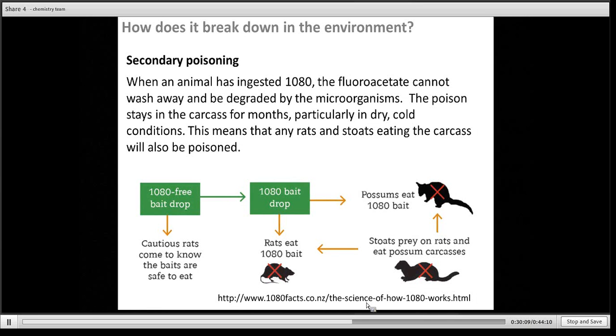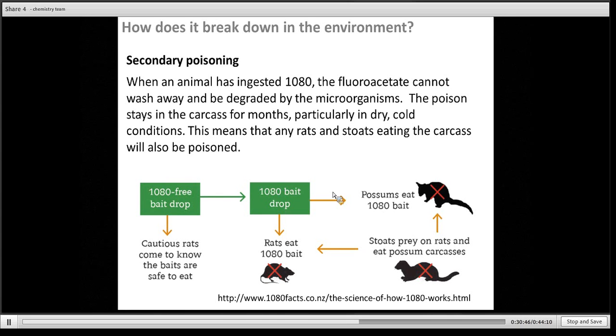The secondary poisoning, this is when an animal comes along, eats the bait and dies. Think of it, once that animal has eaten the bait, can the poison get washed away, or is it trapped in the carcass? Will it kill any animals eating that? And the answer to that is, of course, it can't get washed away because the poison is trapped. So it means any animal coming along and eating the dead possum or so on will get poisoned.